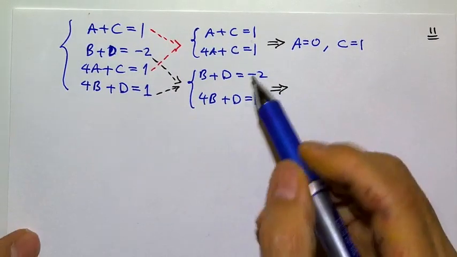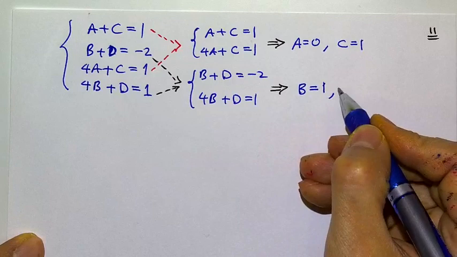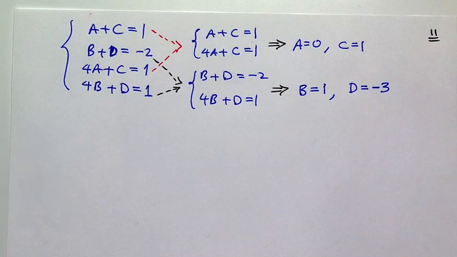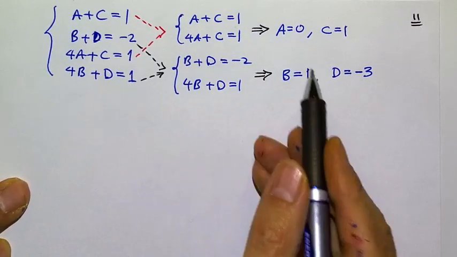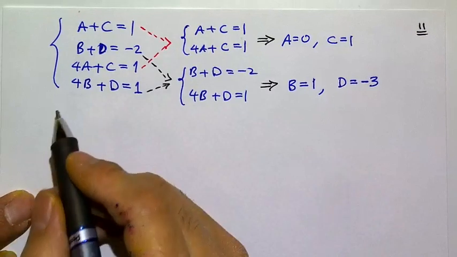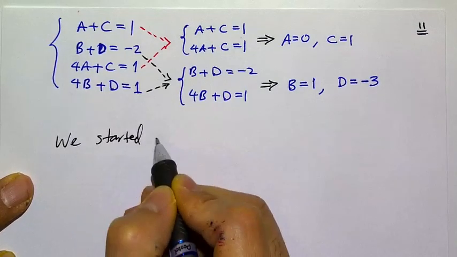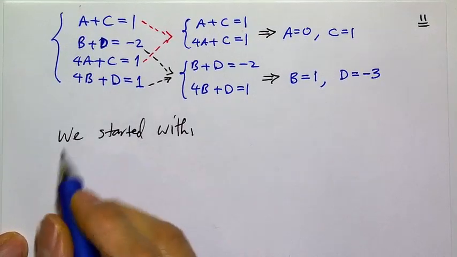So from this group, we know how to find B and D, right? B should be equal to 1 and D is equal to minus 3. Okay, so knowing that, we can easily write down the original partial fractions. So knowing that, let me just write down what we started with. We started with this set of partial fractions.